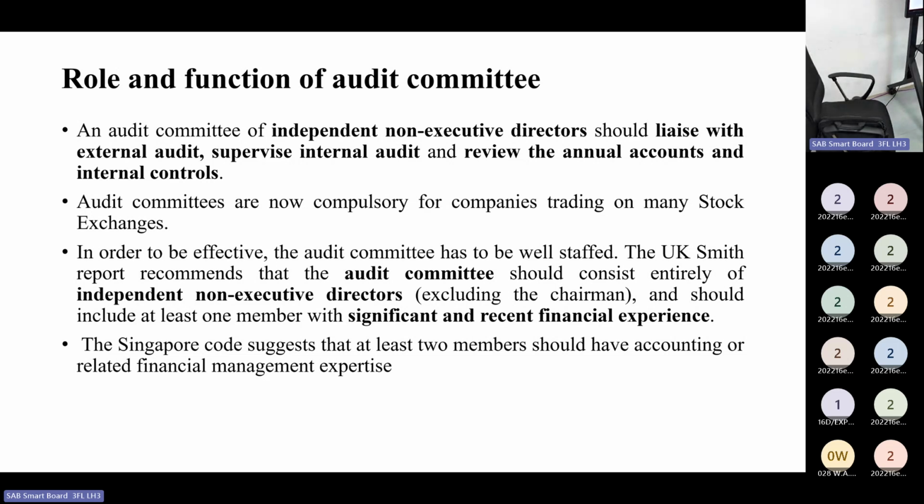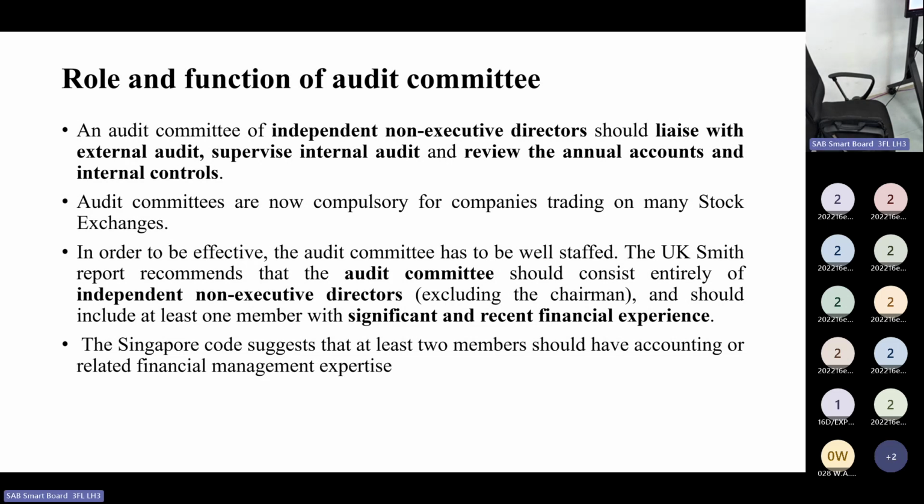They need to connect with external auditors. They need to supervise the internal audit. They need to review the accounts and make sure your accounts are prepared in the right way, and the process of making the accounts is done in the right way. And the last one is internal control, which the audit committee supervises.